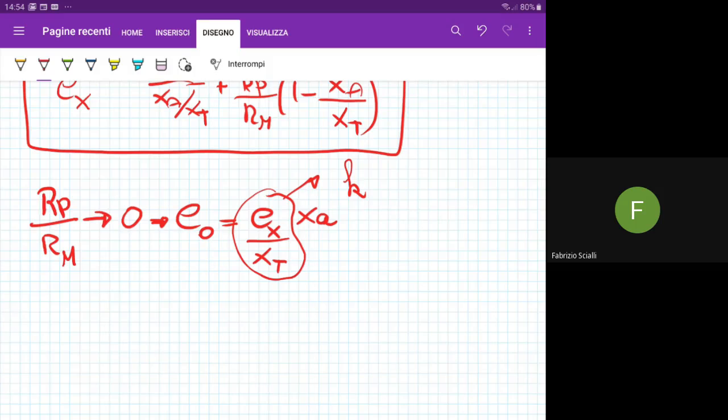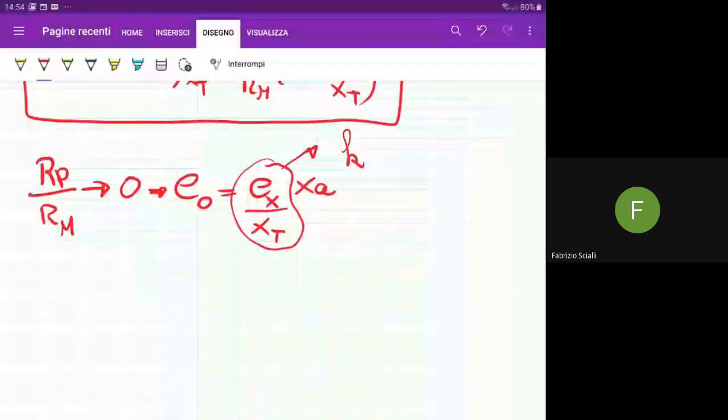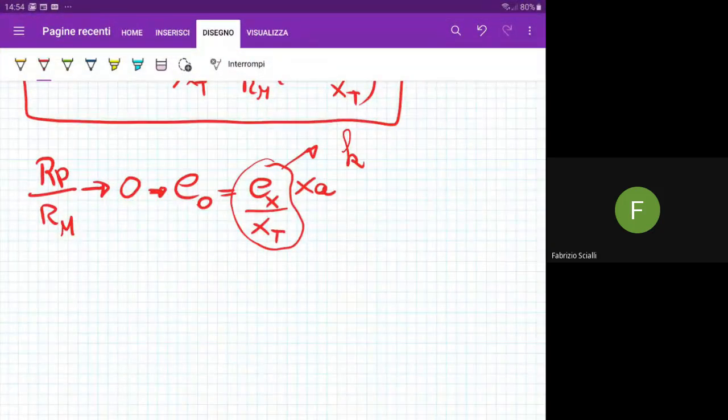So if your measuring device is characterized by a very large overall measuring resistance, you don't care how the measuring device is built. You don't care what's inside. As long as the measuring device is characterized by a large resistance with respect to the potentiometer resistor, you can practically see that your transducer behavior is close to the ideal one.